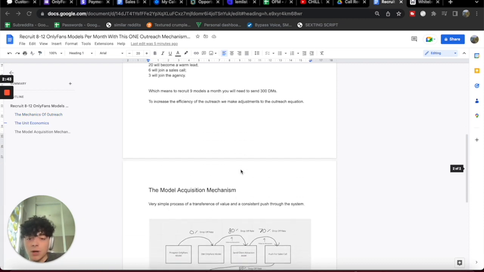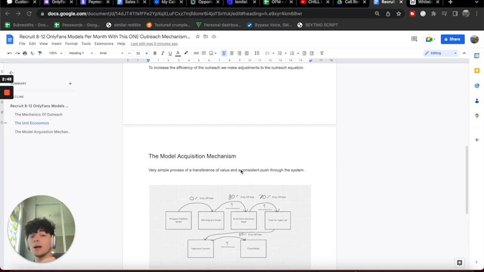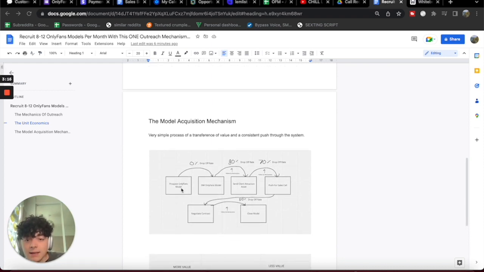Now, the model acquisition mechanism. The model acquisition mechanism is just a very simple process of a transference of value and a consistent push through the system. That's really all that's happening within this mechanism. Of course, there are different parts to it, depending on the messaging you're sending, the copy you're writing, the methods you're using to transfer value, and the methods you're using to continue pushing the models through the system. However, it can be represented as the following.